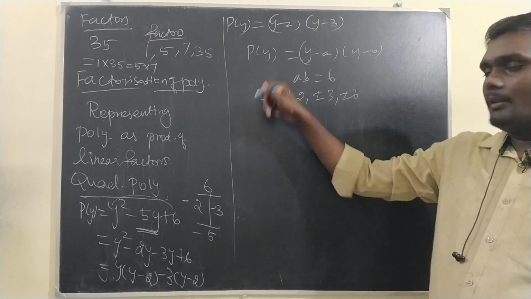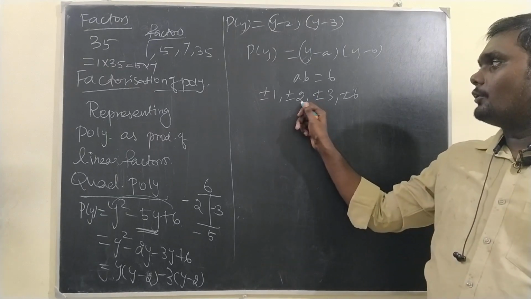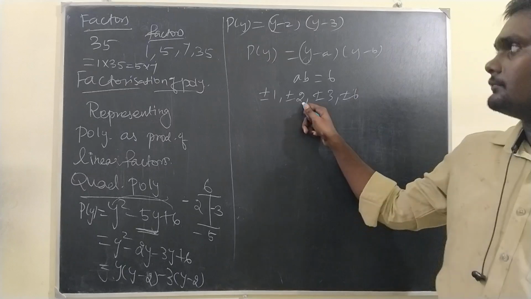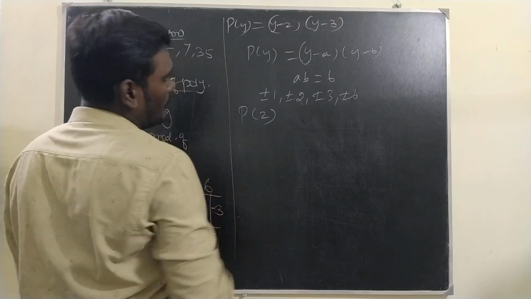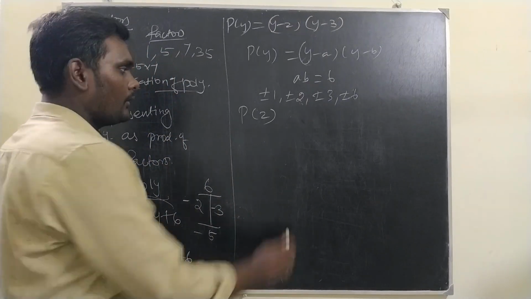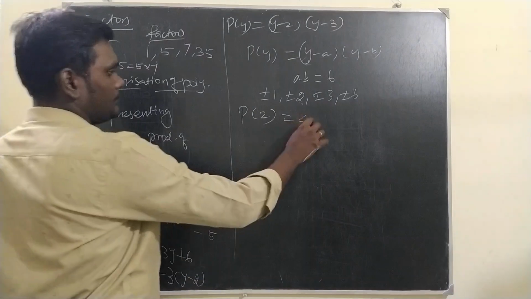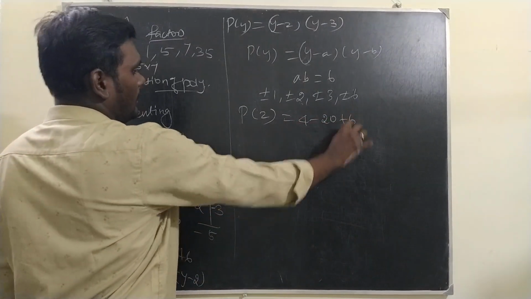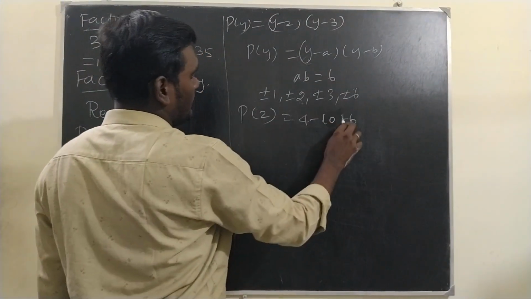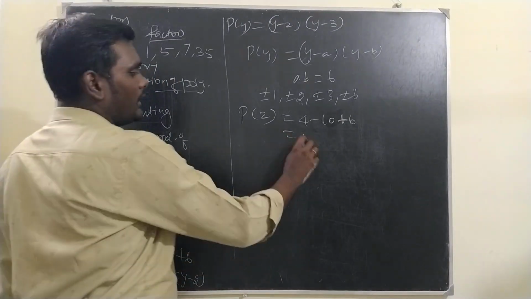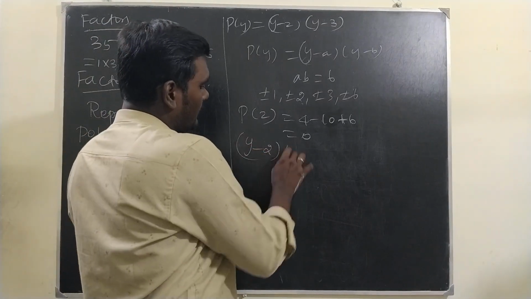Now we are going to substitute one by one. Suppose we take plus 2. When you substitute plus 2, what do you get? P of 2 is what in this polynomial? 4 minus 20, 10 minus 10. Okay, so P of 2 we are getting 0. So therefore, y minus 2 is a factor.